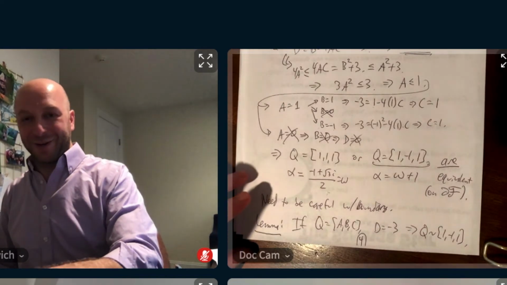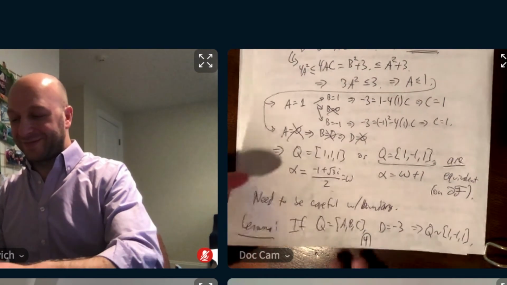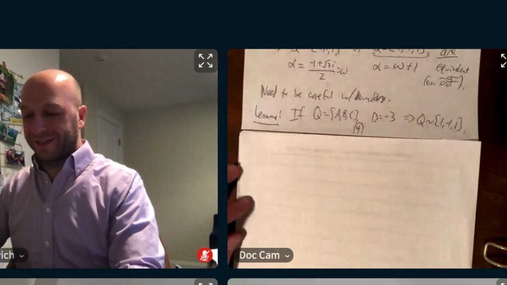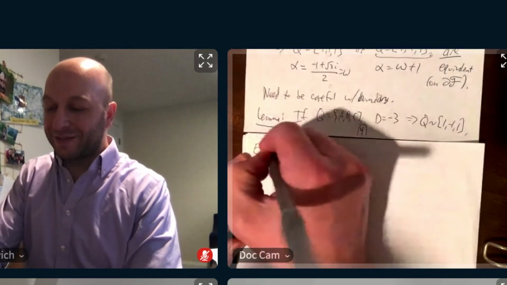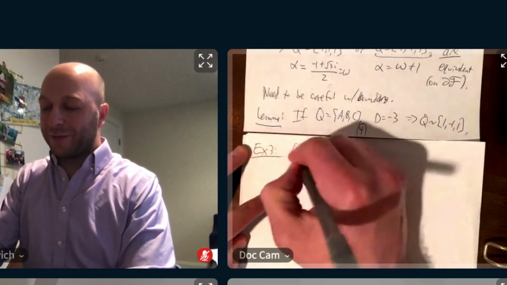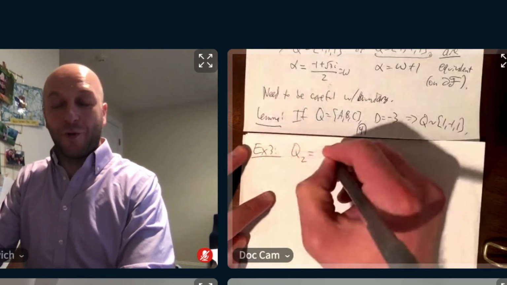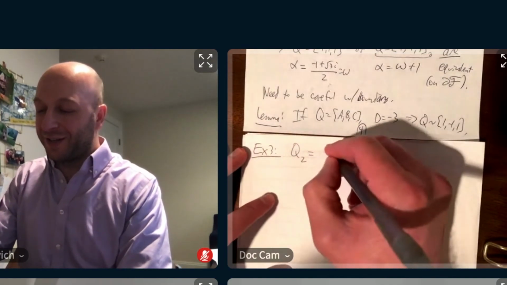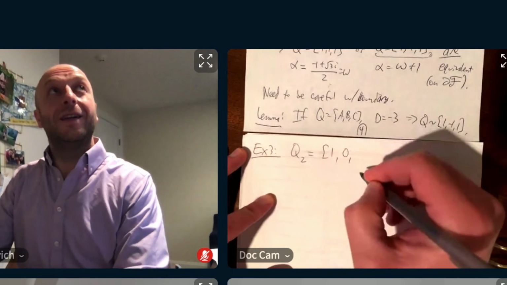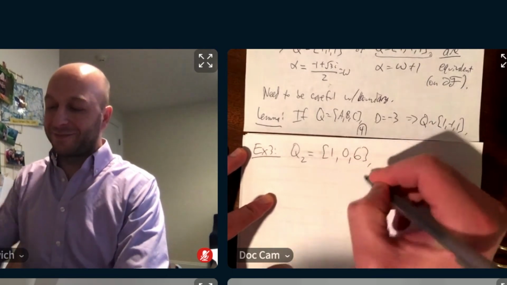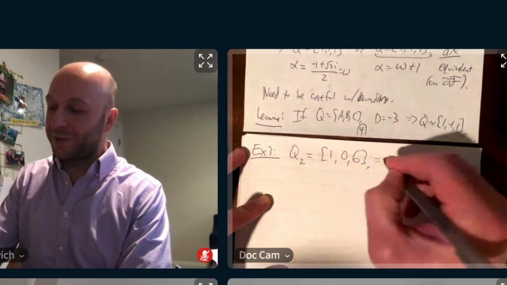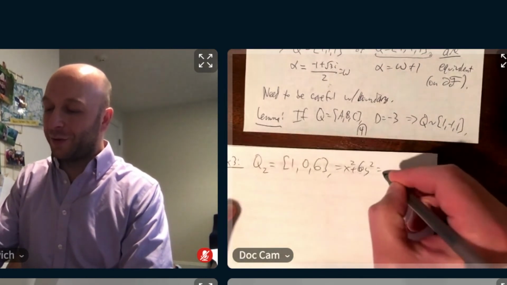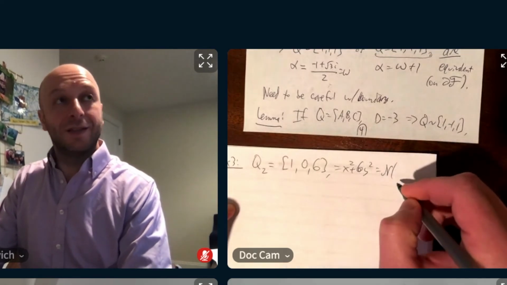Let's do one where it's not going to work out so well. Okay, so example 3 is the norm form, let's call this Q2. It's the norm form of the first place where we know that there's going to be some non-unique factorization. This is x squared plus 6y squared, which is also the norm of, 5.